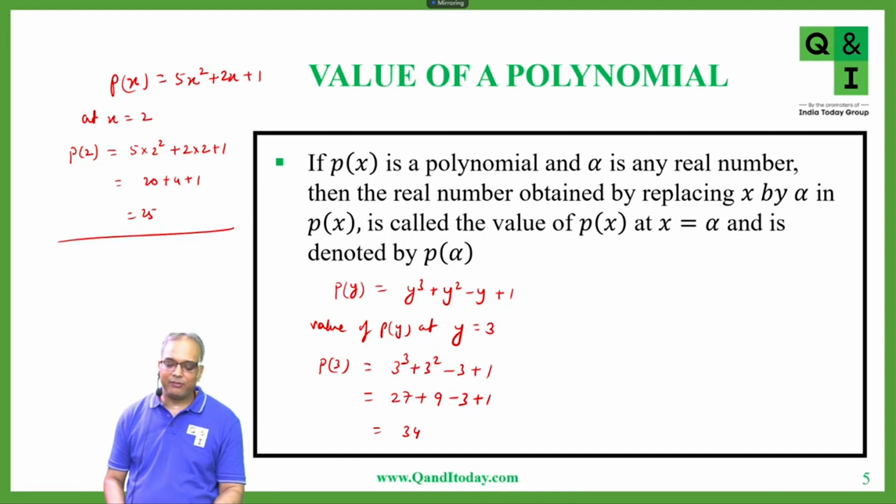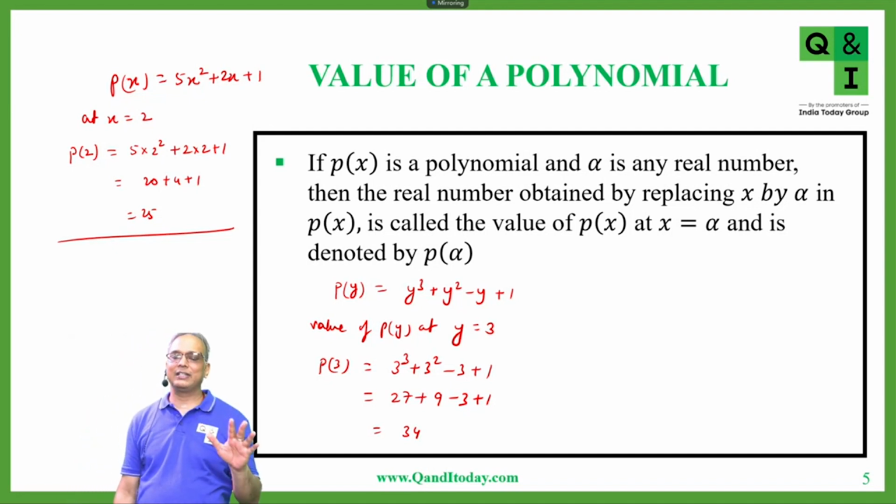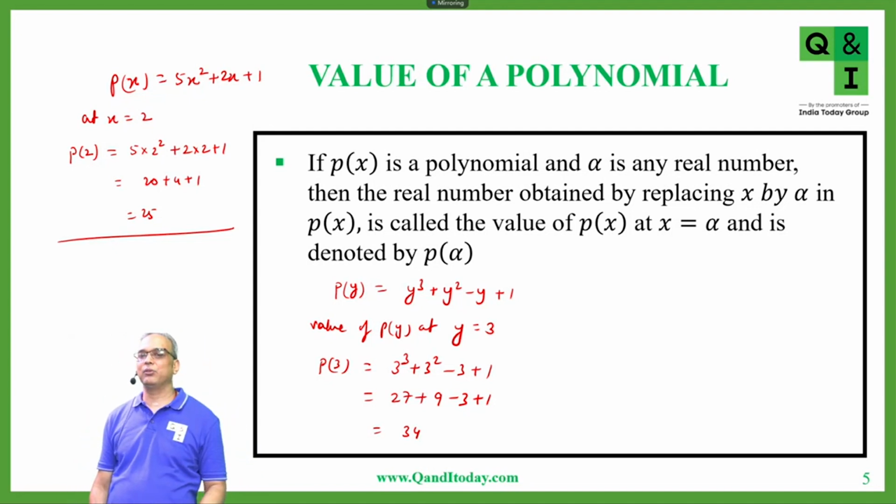Is it clear to everyone what the value of the polynomial means? Wherever you have a variable, just replace that variable by the value of that variable and then calculate the final value, and you will get the value of the polynomial at that particular value of the variable.